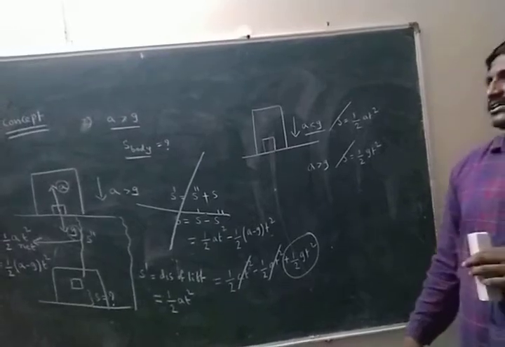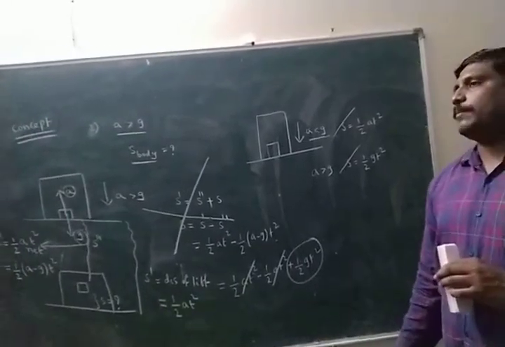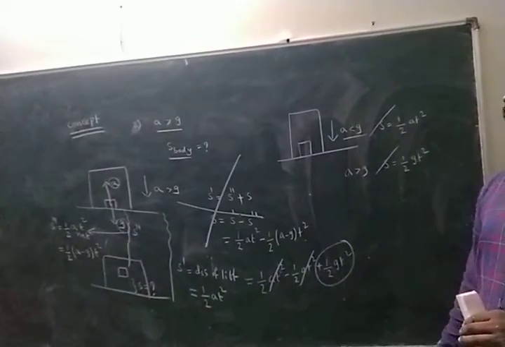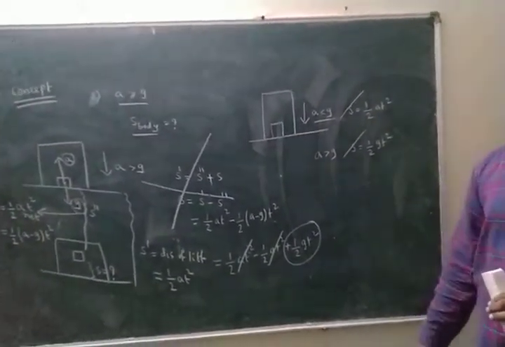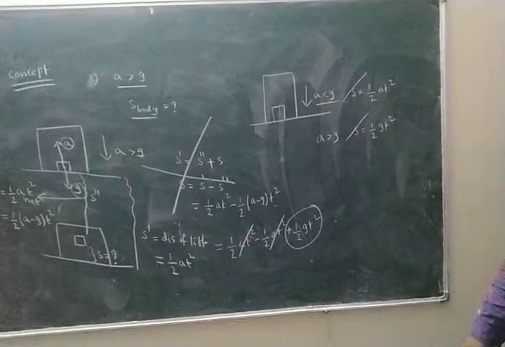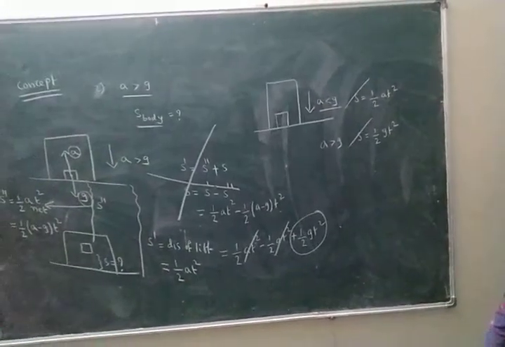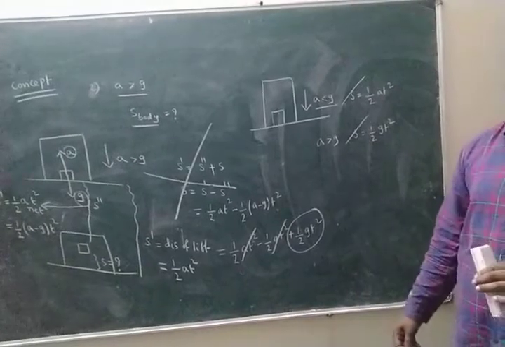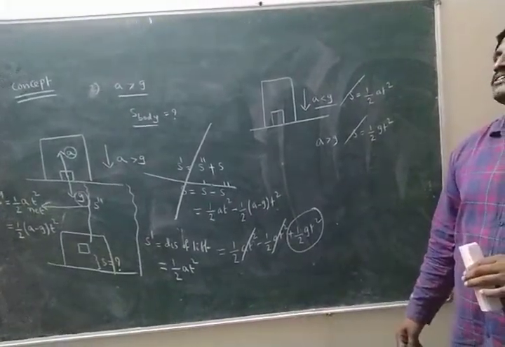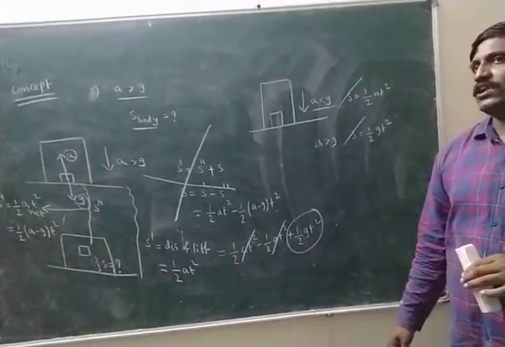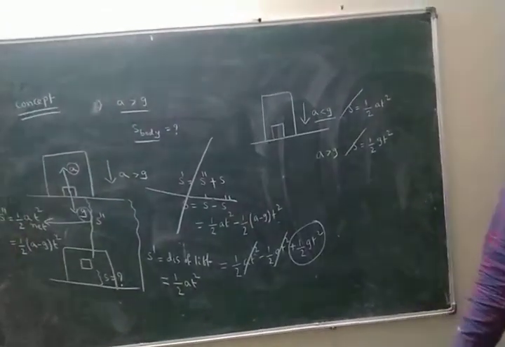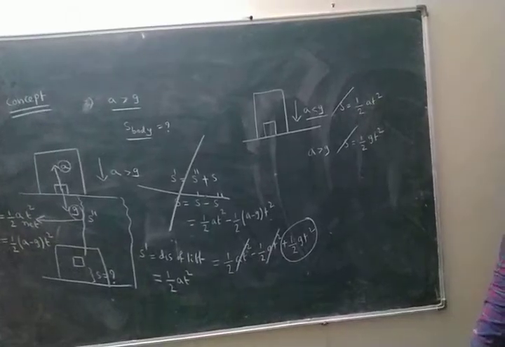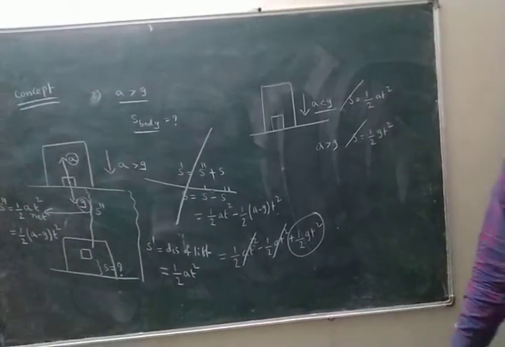If the lift is at rest, the apparent weight equals the actual weight. If the lift is moving upward, the apparent weight is m into g plus a. If the lift is moving downward, the apparent weight is m into g minus a. If the lift is freely falling, the person feels weightless. This is the most important topic. Please revise this video.